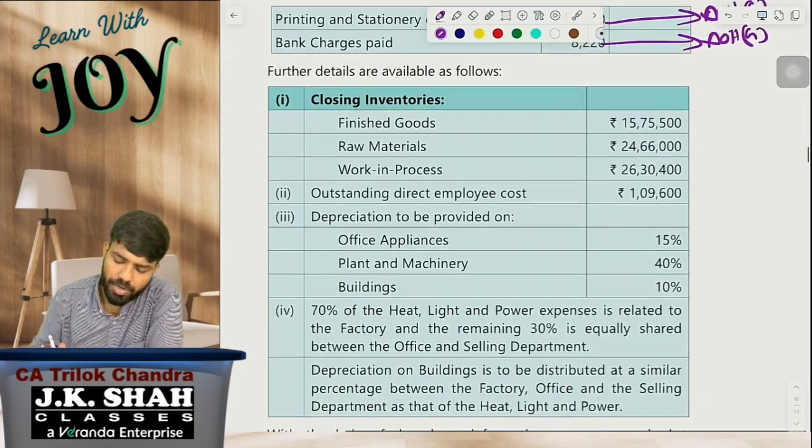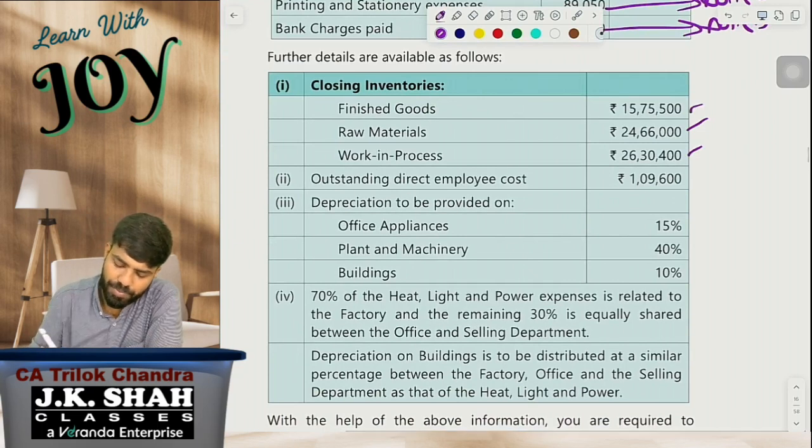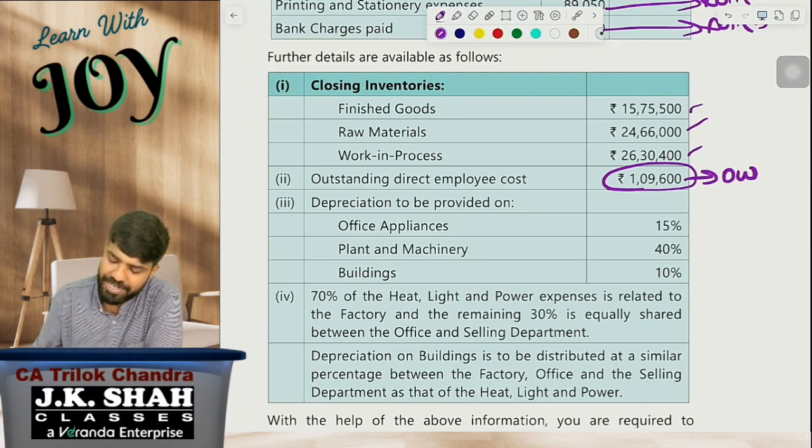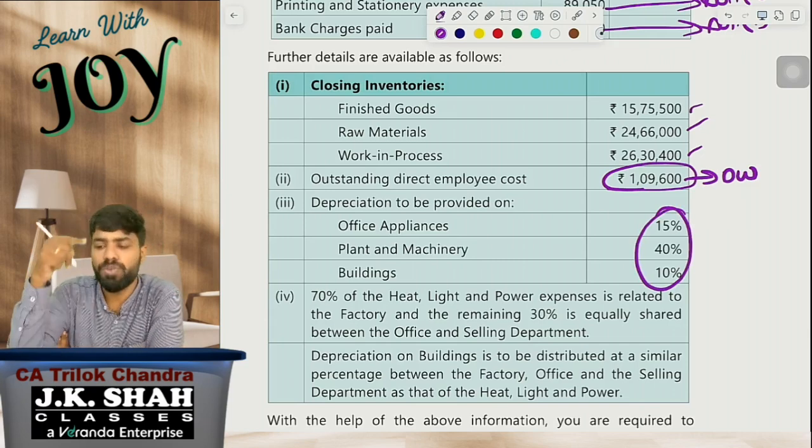Okay, next. Closing inventories: finished goods, raw material, work in progress. Outstanding direct employee cost 1,09,600 will be forming part of direct wages. Cost sheet will be prepared on accrual basis, so it will be forming part of direct wages. Depreciation, I told you. There they have given the asset value. Use these percentages and calculate the depreciation.